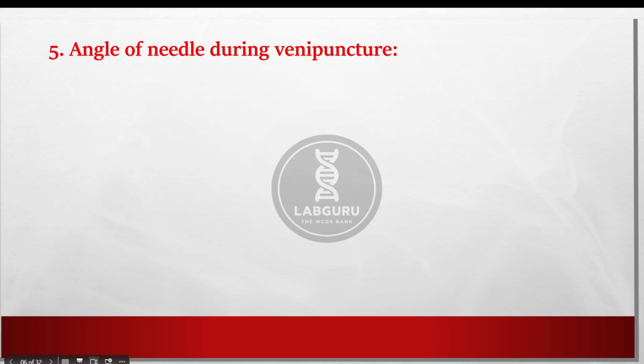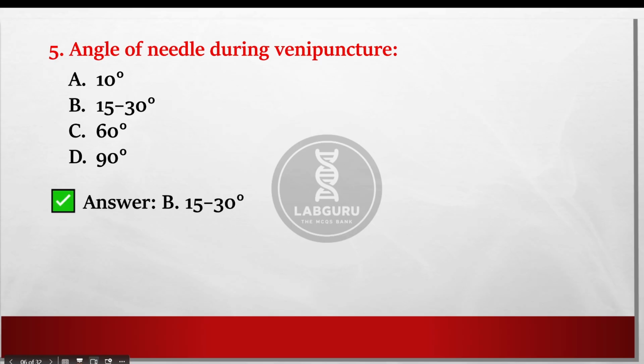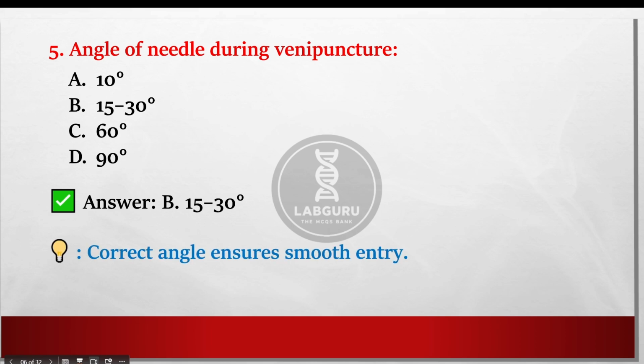Next question. Angle of needle during vein puncture. When we are doing the vein puncture, the angle should be option A 10 degree, option B 15 to 30 degree, option C 60 degree, and option D is 90 degree. Here the right answer is option B, 15 to 30 degree. The angle between the needle and the surface should be 15 to 30 degree, which ensures smooth entry and good blood flow.